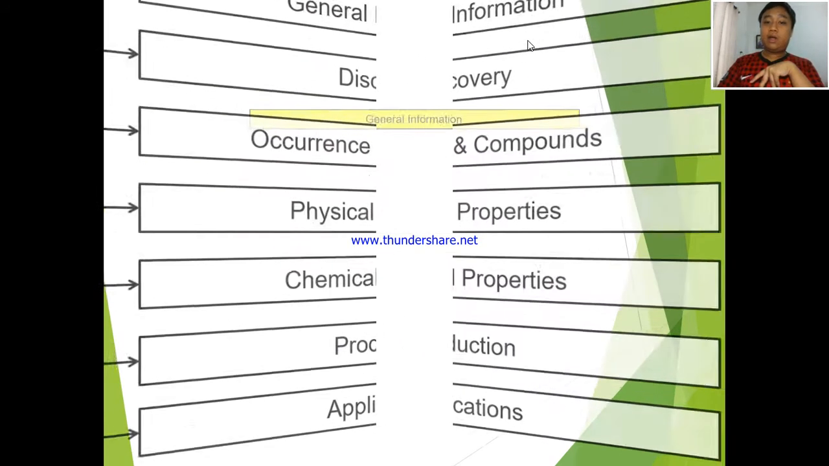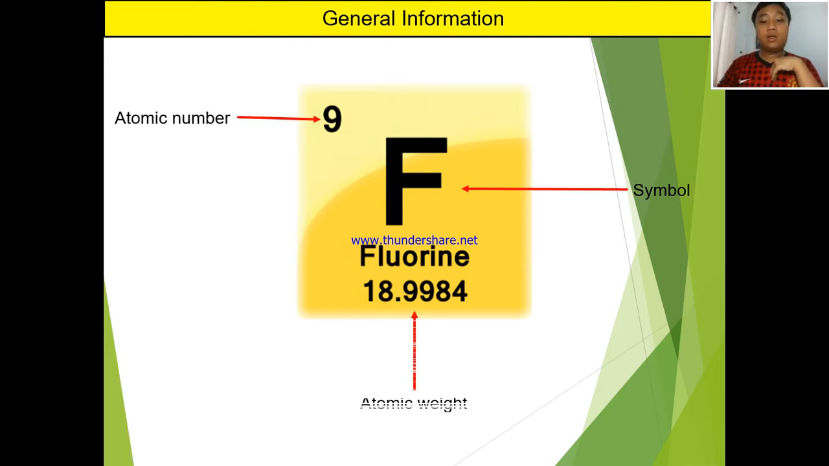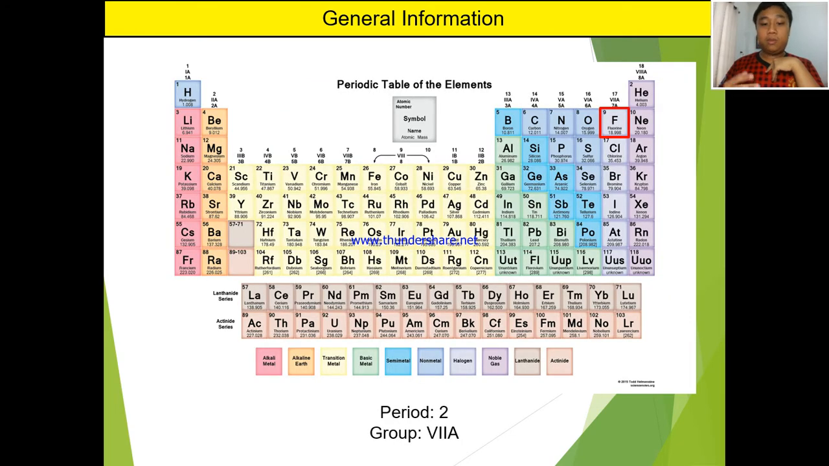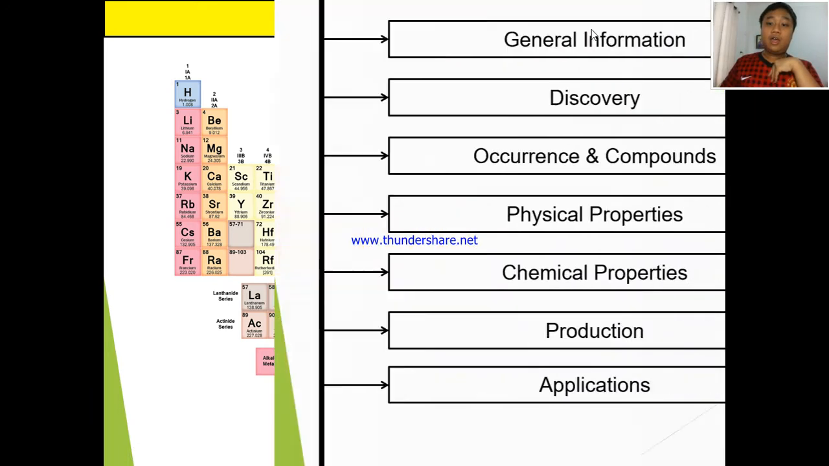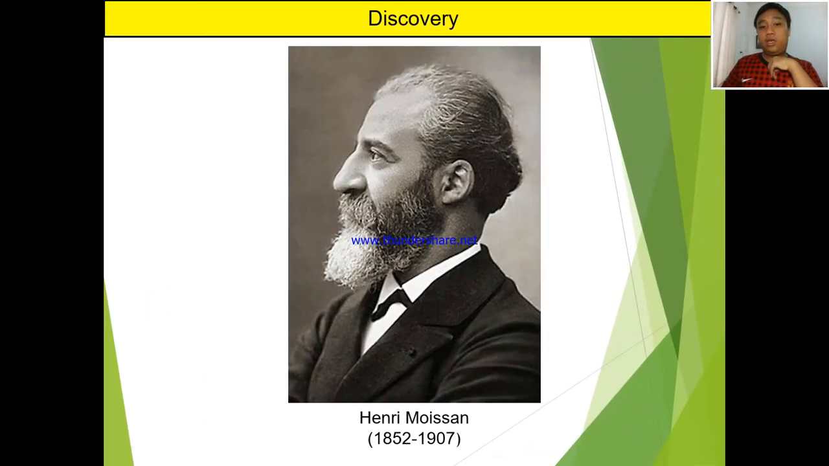So first of all, some background information. As we all know, its symbol is F, its atomic number is 9, and its atomic weight is around 19. And in the periodic table, it belongs to period 2, group 7A, or in some countries group 17. And as fluorine is the most reactive element, and the reactions are mostly dangerous and explosive, many chemists had died attempting to isolate this element.